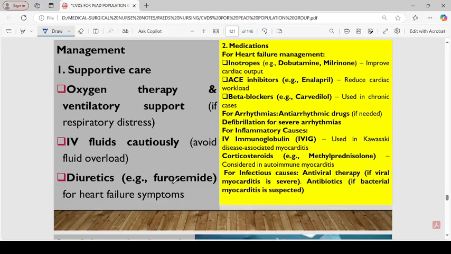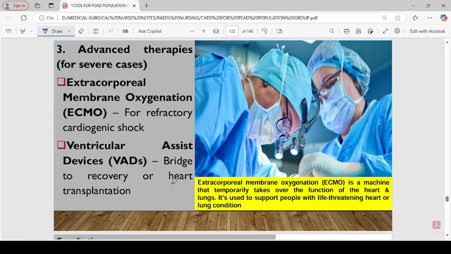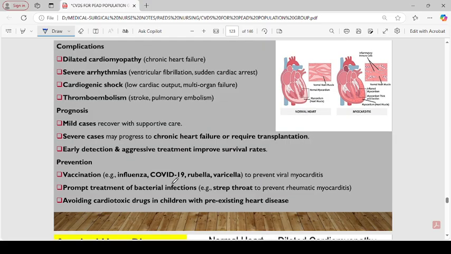For the management, we could do supportive care, oxygen therapy, and ventilatory support if they are in respiratory distress. So do IV fluids, of course, cautiously just to avoid fluid overload. And we could also use diuretics like loop diuretics, furosemide, for heart failure symptoms. Advanced therapies, we could have extracorporeal membrane oxygenation for refractory cardiogenic shock and ventricular assist device to bridge to recovery or heart transplantation. Remember, extracorporeal membrane oxygenation is a machine that temporarily takes over the function of the heart and the lungs. Complications, you could have dilated cardiomyopathy, severe arrhythmia, cardiogenic shock, and thromboembolism.